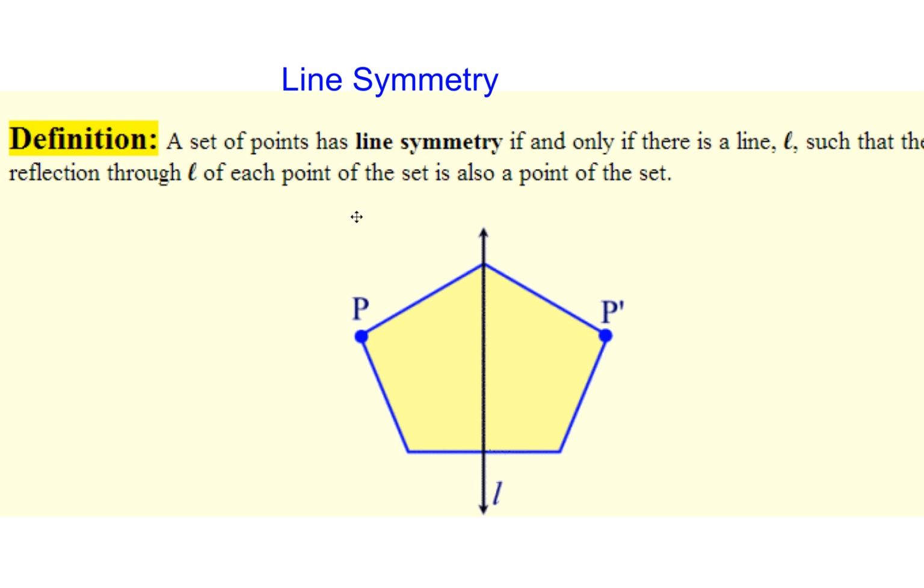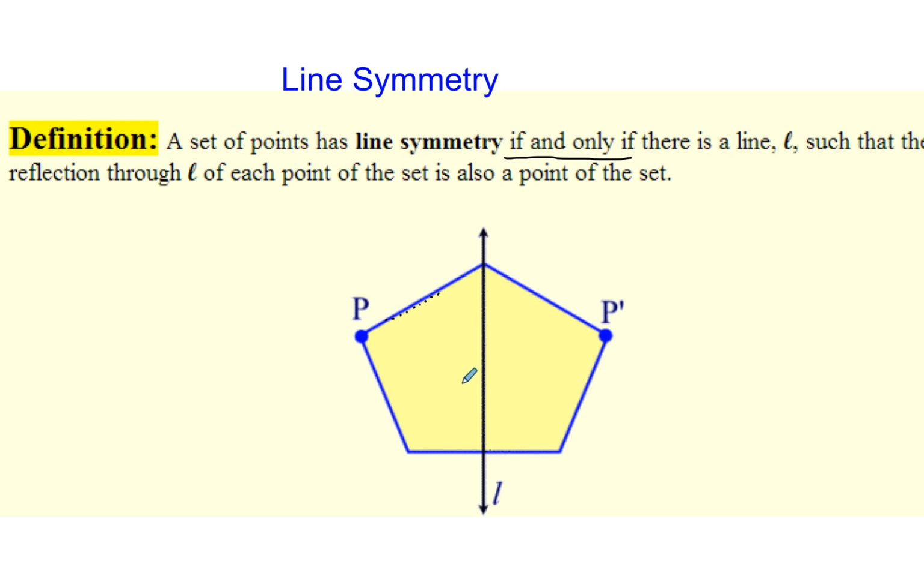Okay, well, let's see. This is a regular pentagon, as you can tell. This is actually a set of points that makes up a regular pentagon. What we're saying is as follows. Each one of these lines is made up of millions and billions of points. This pentagon is a set of points that form this regular pentagon. And it says a set of points has line symmetry. In other words, this regular pentagon has line symmetry if and only if what?